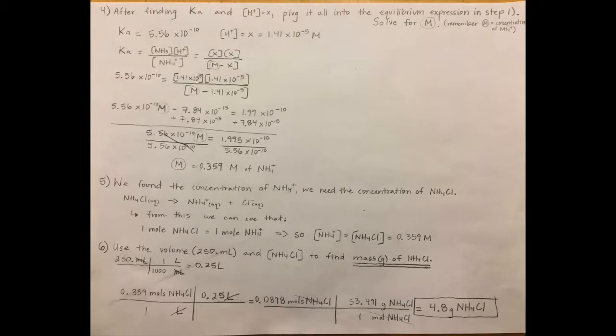We approach this step by taking the molarity of ammonium chloride, which is 0.359 moles over liters, and we multiply it by the volume, which is 0.25 liters, and we get 0.0898 moles of ammonium chloride. Then we multiply that value by the molar mass of ammonium chloride. Once we do that, we get the final answer of 4.8 grams of ammonium chloride.